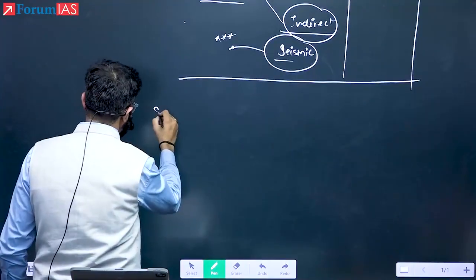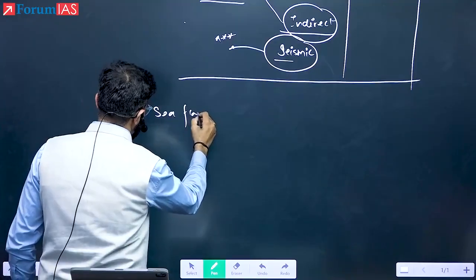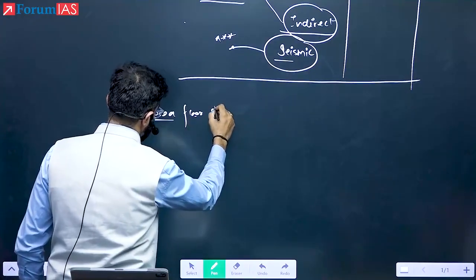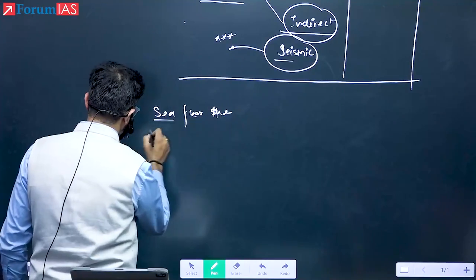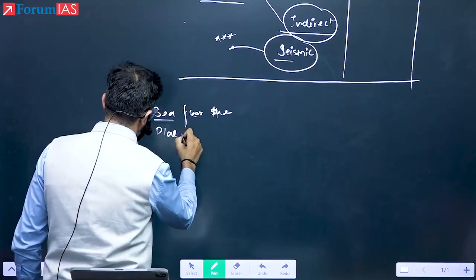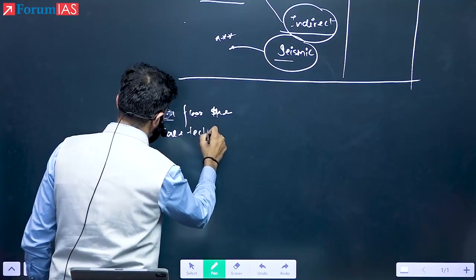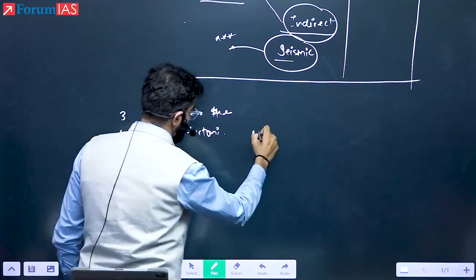For example, sea floor spreading theory. We'll try to understand what this theory is. And then fourth, the last one, that is plate tectonic theory. And coupled with this, we will learn the mantle plume theory as well.